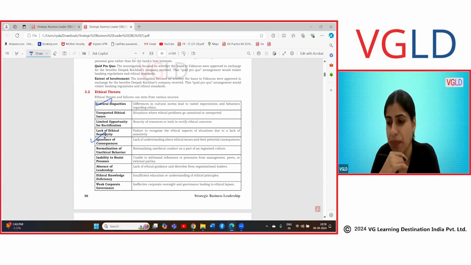We have weak corporate governance. If we don't have good corporate governance, that means we don't have anyone to check these areas, and that could impact our ethical areas. And again, if we don't have sufficient knowledge about ethical principles, such as being chartered, confidentiality, or integrity, that would impact your ethical situation.